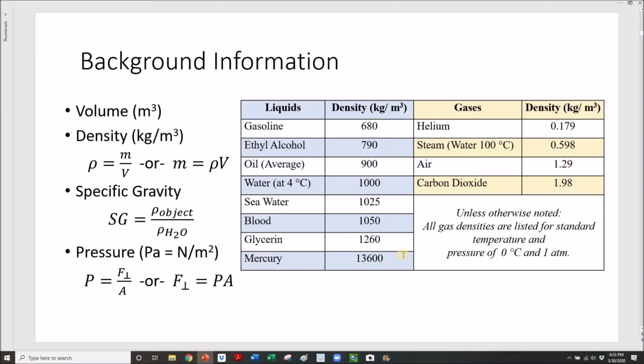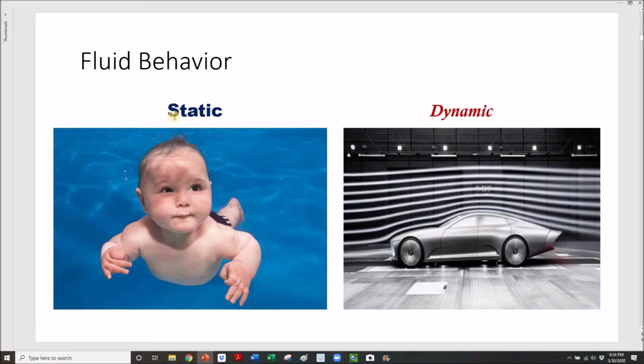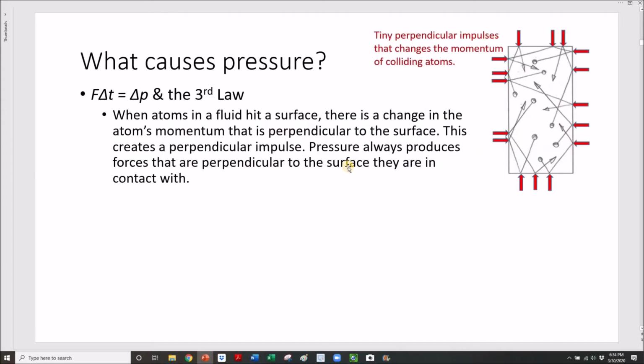Other things to note is that density of liquids, all the ones in blue here, are quite large compared to the density of gases. Density of gases is really small. It's not zero. Fluid behavior has two parts, both static and dynamic. We're going to concentrate on the static today. So what causes pressure in a fluid?